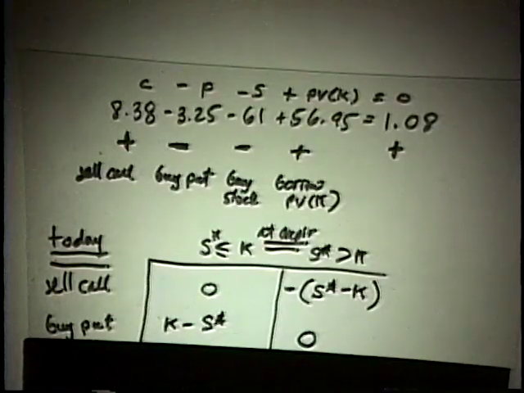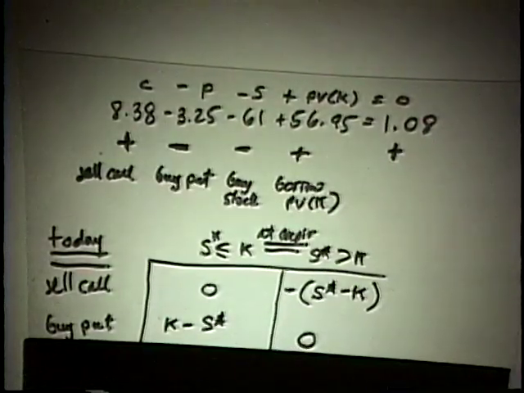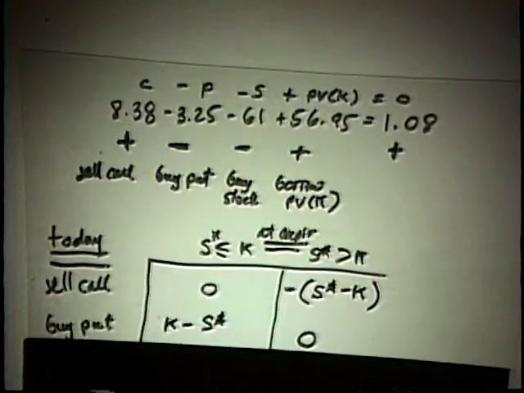It's easier to think in terms of a simple example than trying to remember if it's S star minus K or K minus S star. So I always like to think of the two ways of doing it. If the stock price goes up above K, then it's 0. Remember, the put is a bet on the price to go down.